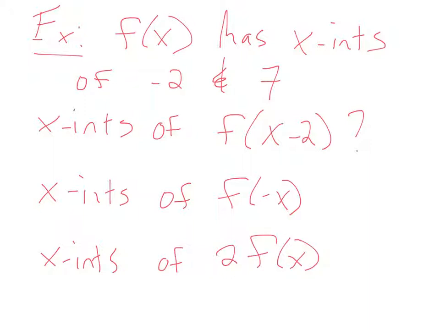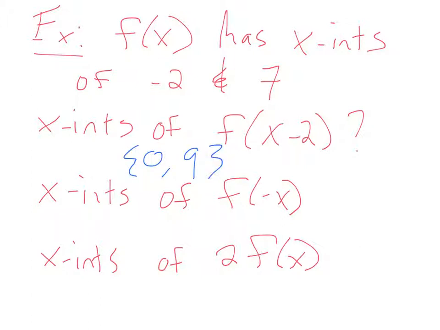Now for the first one, doing f of x minus 2 shifts everything in the function to the left or right by 2? To the right by 2. So if the original intercepts were -2 and 7 and everything's getting shifted to the right by 2, what should the new intercepts be? Yeah, 0 and 9.